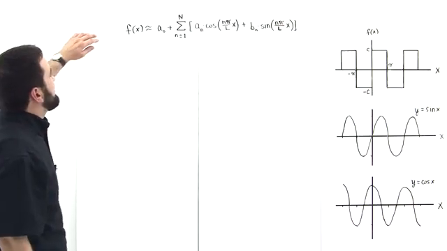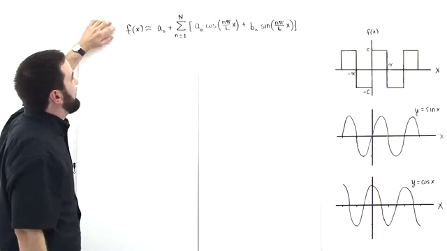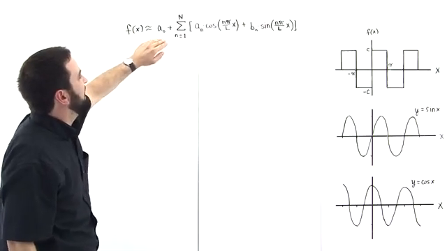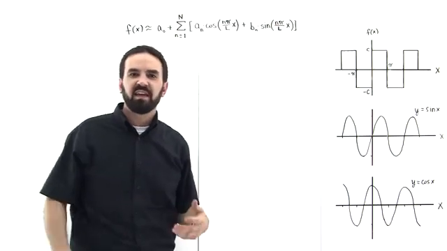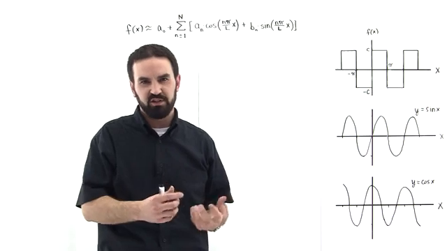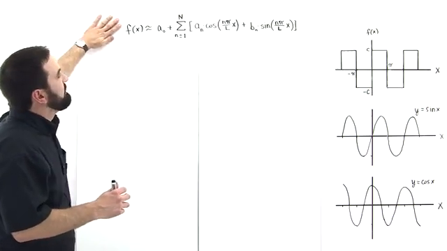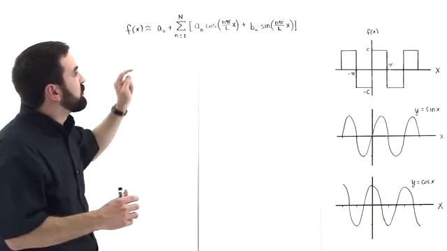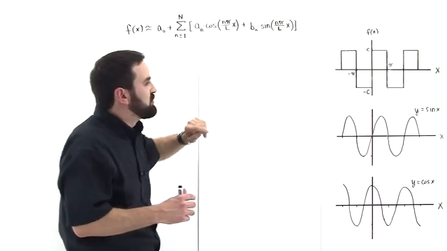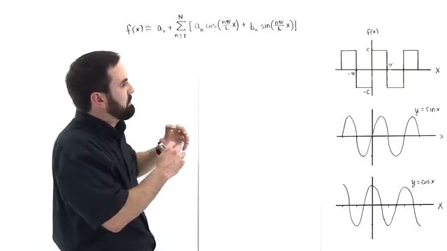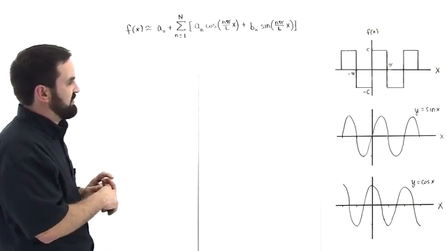So he proposed that this function could be approximated by some constant plus a sum of cosine and sine functions, a combination of cosine and sine functions, and that any function could be modeled with this, given that you could find the coefficients, this a sub n and this b sub n, to match it up, right? To make things fit, okay? And also this constant here, a sub 0.